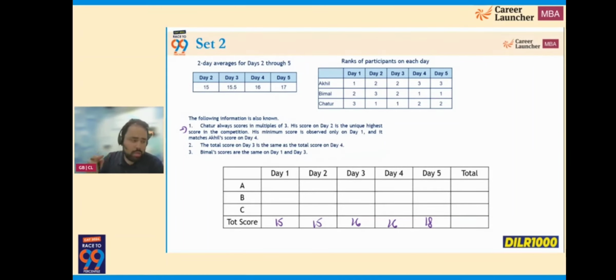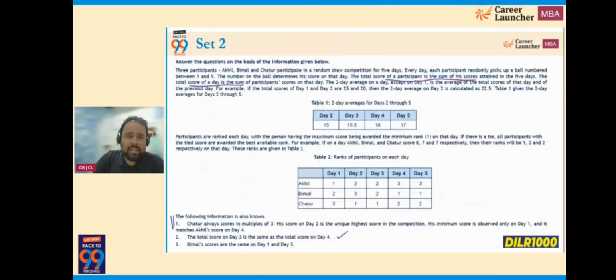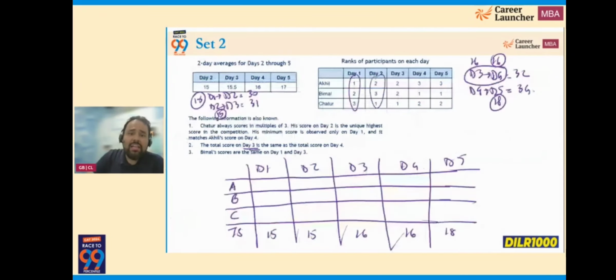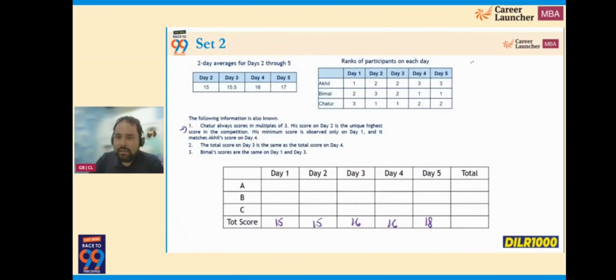Now, there are two problems. Number one, if you look at the data, it stated that each participant randomly picks up a ball numbered between 1 and 9. Our English tells us that between 1 and 9 means 2 to 8. But if you look at this data, Chatur always scores in multiples of 3. If he always scores in multiples of 3, then between 2 to 8, the only possibilities are 3 and 6.